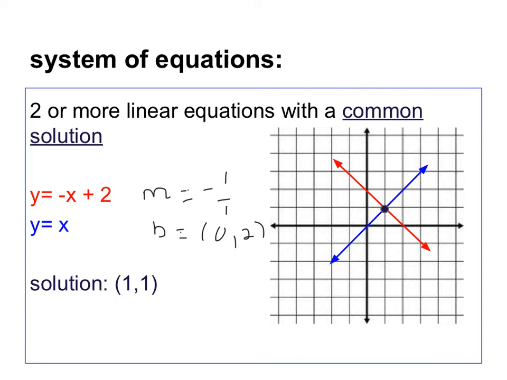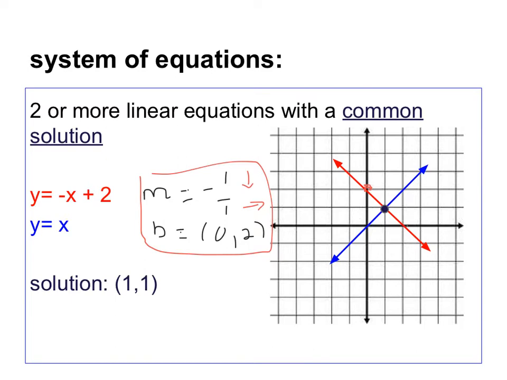Let me switch to red. So this is the red one. So we graphed it at 0, 2, which is here. And then, like our slope tells us, we move down 1 and 1 to the right. So down 1, 1 to the right, down 1, 1 to the right, and that's how we got the red line.